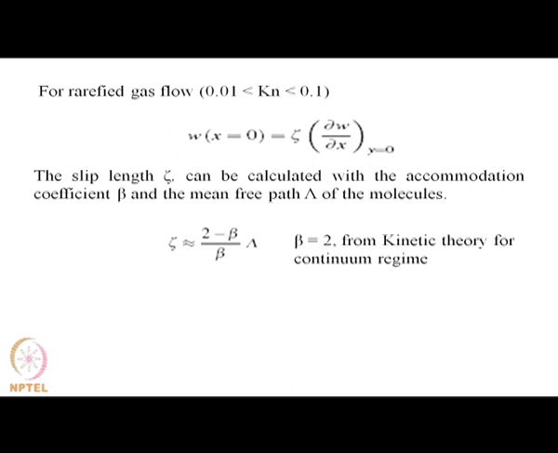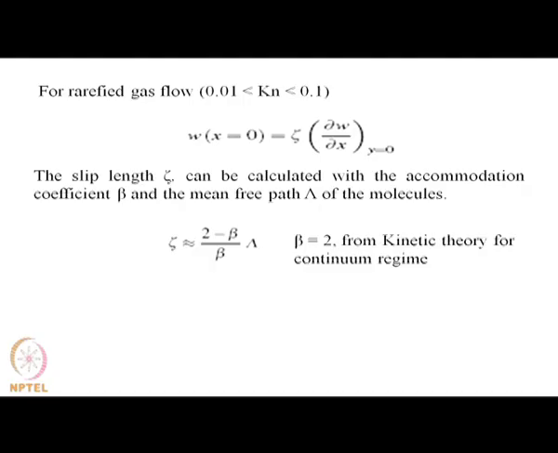molecule. As you can see, when beta is equal to 2, from kinetic theory for the continuum regime, we know that the concept of slip does not arise. From the definition of the slip length, shown as (2 minus beta) by beta, the value of beta can be shown from kinetic theory to be equal to 2 when the continuum approximation is valid, and the value of slip length would be 0, and the condition at the solid-gas interface would be the no-slip condition.